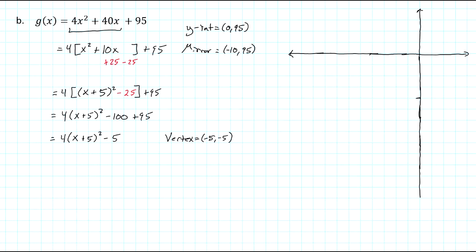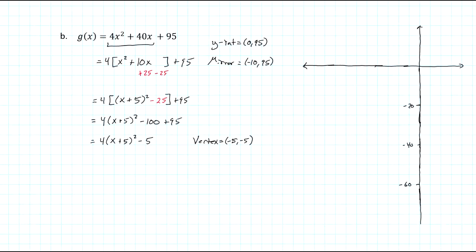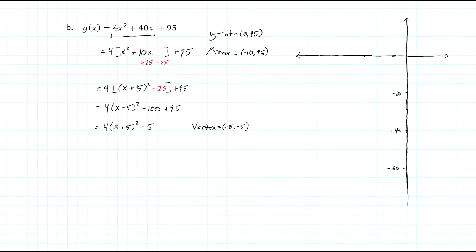Then this would be 5 times 4 is negative 20, then negative 40, negative 60, negative 80, negative 100.